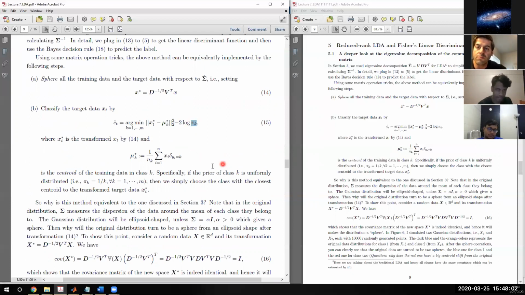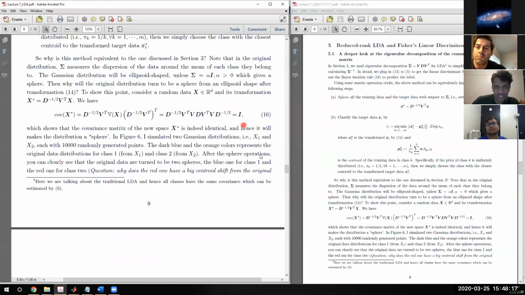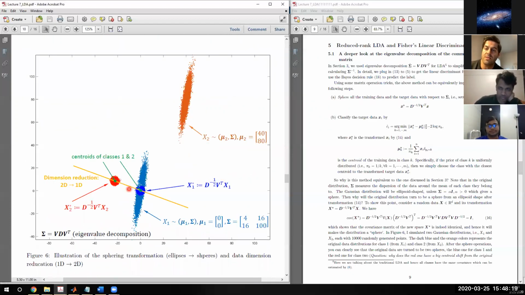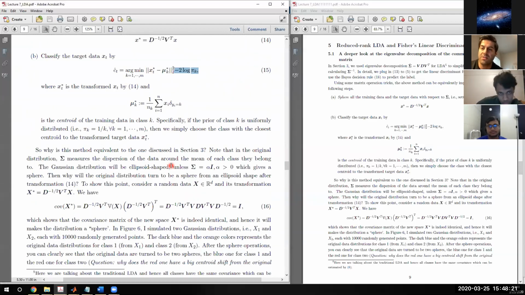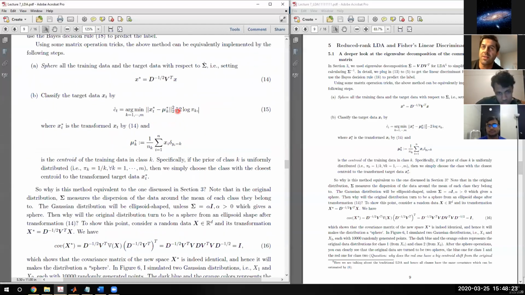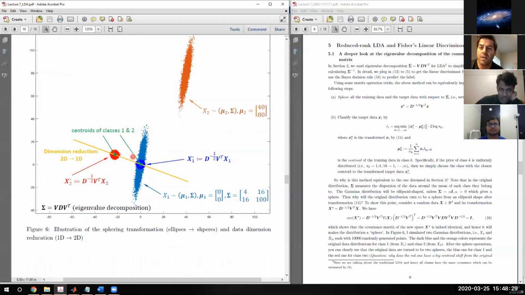In other words, if the prior k has pi k equal to 1 over k for any k, so it's uniformly distributed, I can simply ignore this part, right? Because any class is going to give you the same number. So it's just classified to the class which is closer to the centroid. Yes. So for example, if I have transformed target data, for example, it's here.